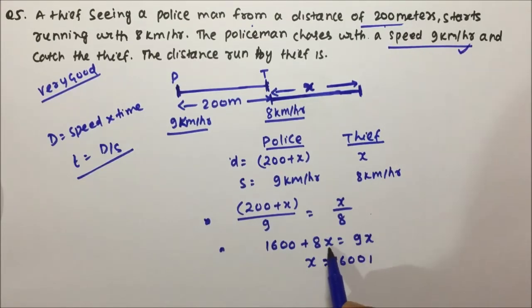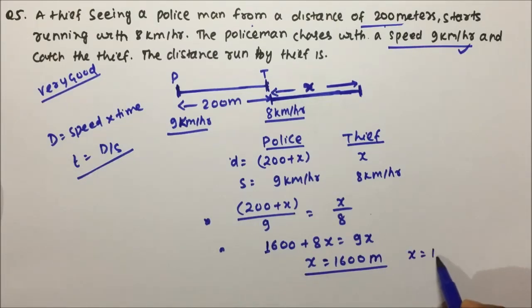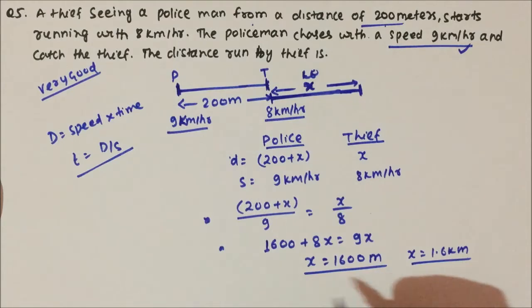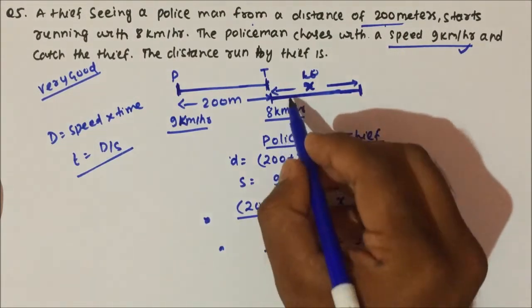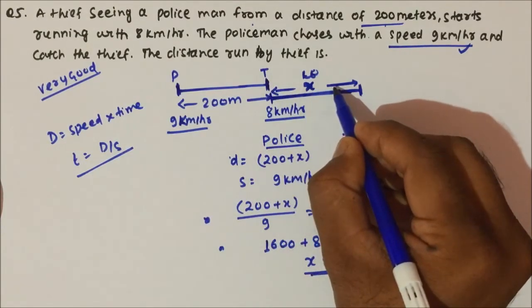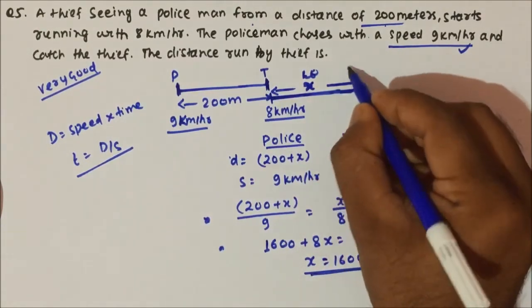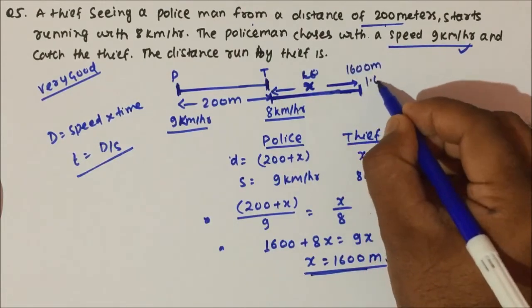If you see here, friends, this 9 and 8 were given in terms of kilometer per hour, but this 200 was given in terms of meter. So this is in meter, and if we talk about kilometer, then it will become 1.6 kilometer. Okay, so the value of x is equal to 1600 meter, or you can say 1.6 kilometer. So the distance run by the thief is either 1600 meter or 1.6 kilometer, right?